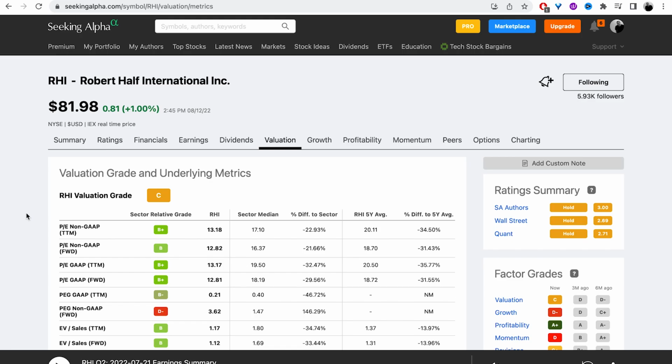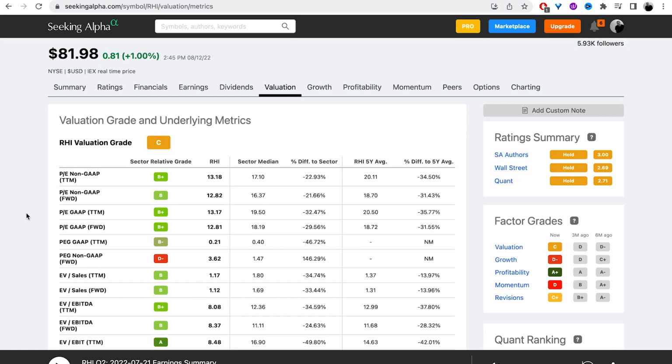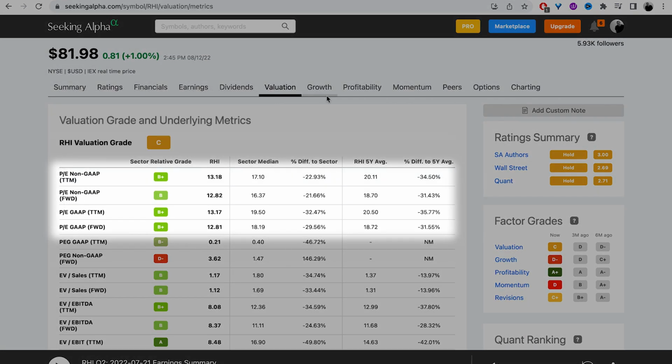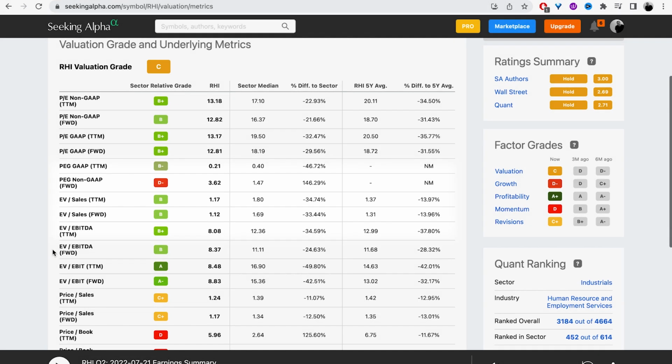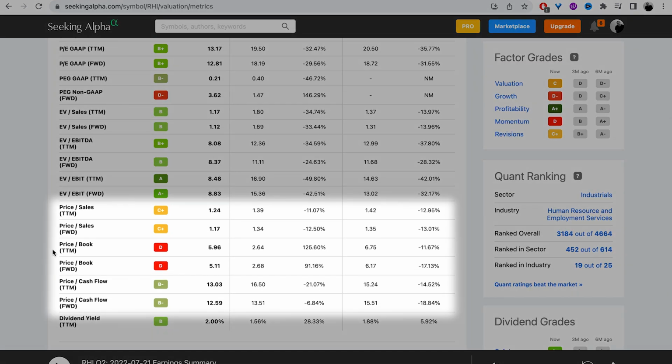Seeking Alpha also gives you access to tons of valuable valuation metrics like the PE ratio and how they compare to other stocks within the sector, or even compared to the companies you're looking at on a historical 5-year average. You can look at the price to sales, the price to book, the price to cash flow, pretty much any valuation metric you want to look at. It's right here in front of you on the website.